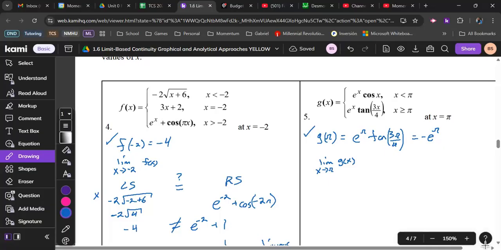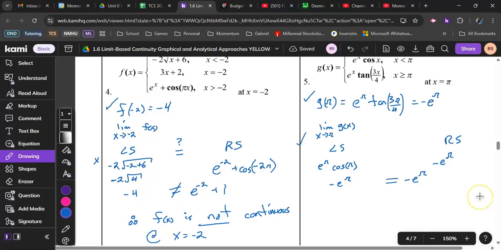Okay, now here's the beauty of this one. I still need to check the left side and the right side. But thankfully for me, I already did the right side. The right side is this, because we only had one equation for that, right? So all I really got to do is check the left side. So that's easy. E to the pi times cosine of pi. What's cosine of pi? -1, so it's negative e to the pi. Therefore, these two things are equal. So it passes the second criteria.